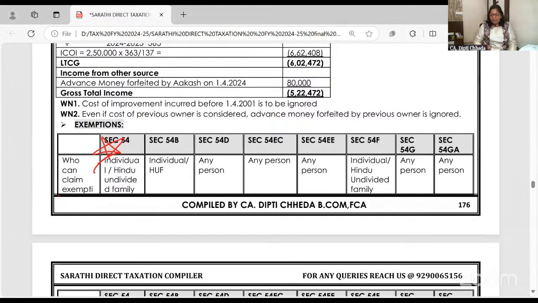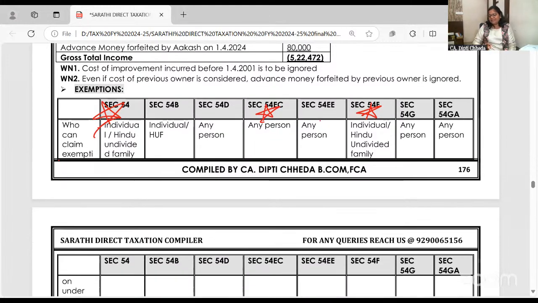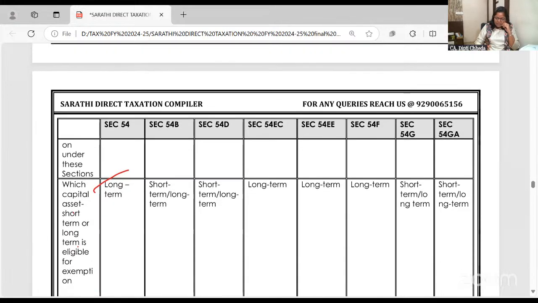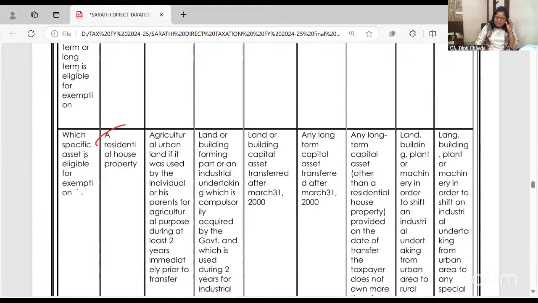It's not that you should only read what is important, but what is repeatedly asked in the exam is section 54, 54EC and 54F. And there are some pairing modes with which you can learn. Like how we switch on Bluetooth and then it says pairing mode. Like that, there are some linked pairing modes we can do. 54B: individuals and HUF, short term and long term both get it.